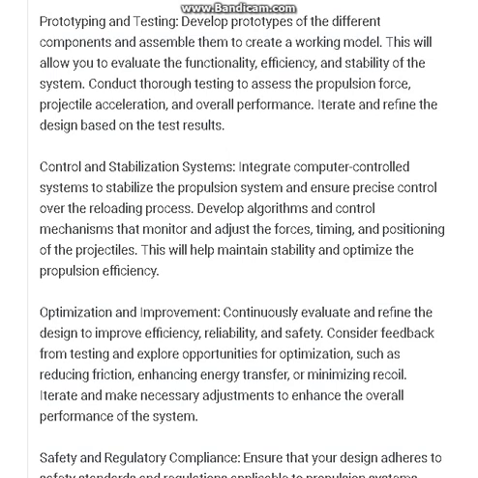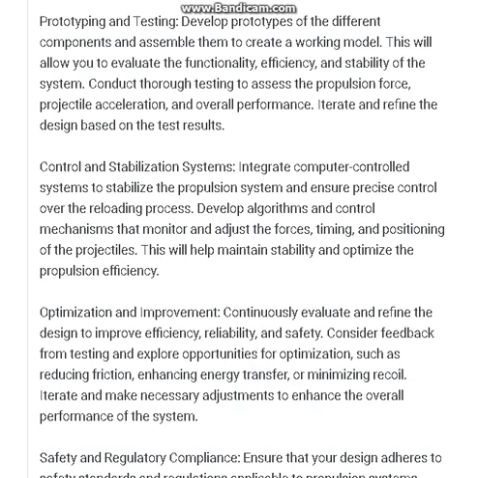Optimization and improvement. Continuously evaluate and refine the design to improve efficiency, reliability, and safety. Consider feedback from testing and explore opportunities for optimization, such as reducing friction, enhancing energy transfer, or minimizing recoil. Iterate and make necessary adjustments to enhance the overall performance of the system.